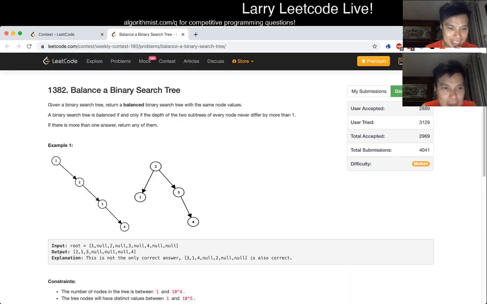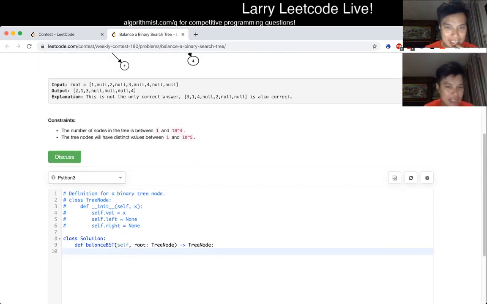And then now binary. That's why I put it on the top, and I forgot. Anyway. Balance a binary search tree. Okay.